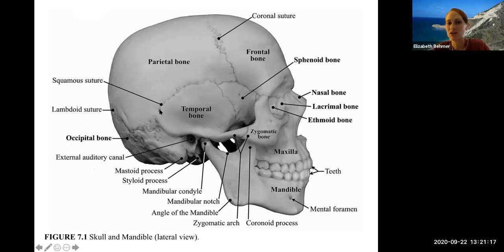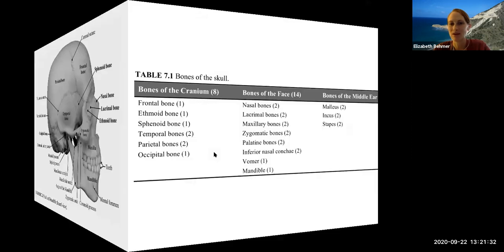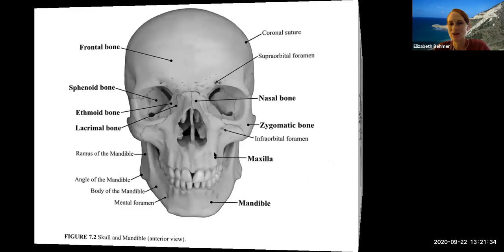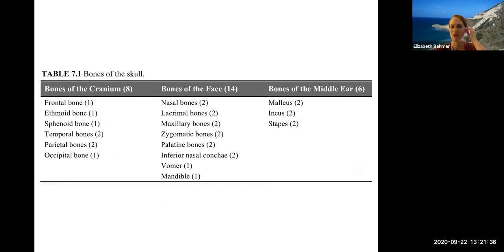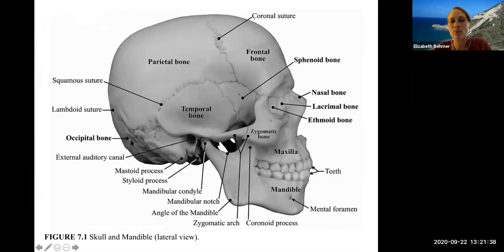The squamous suture will border the temporal bone. So it'll be the joining of where your temporal and parietal bone fuse or come together. The lambdoidal suture is a suture on the back of the skull. It borders the occipital bone.